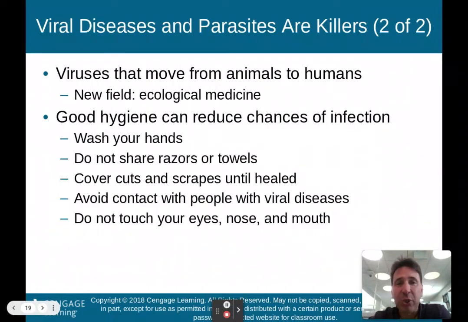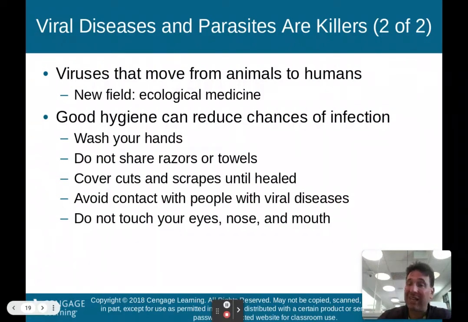Viruses that move from animals to humans, basically, that's what COVID is, a new field of ecological medicine here. Good hygiene can reduce the chances of infection. A couple of years ago, maybe this wouldn't be common knowledge, but what we've been going through over the past couple of years, we all know this now. Wash your hands. Do not share razors or towels. Cover cuts and scrapes until healed. Avoid contact with people with viral diseases, and do not touch your eyes, nose, or mouth if possible.